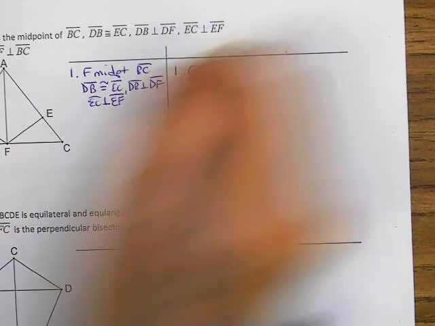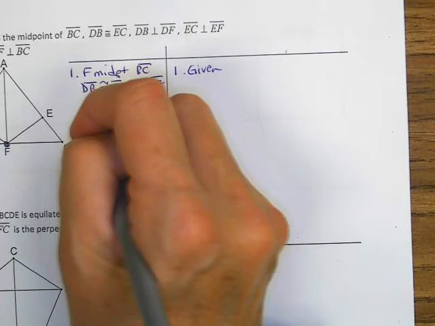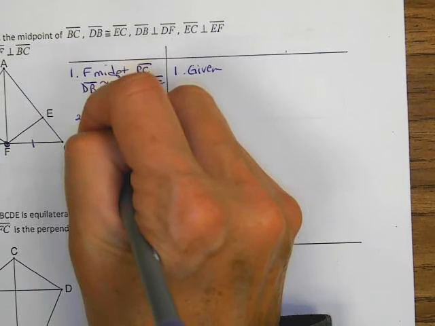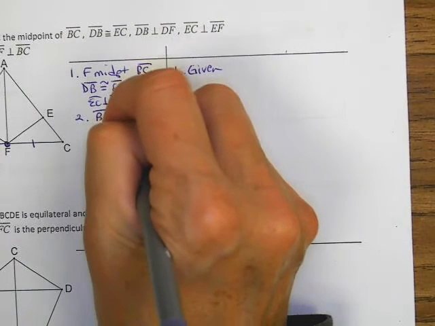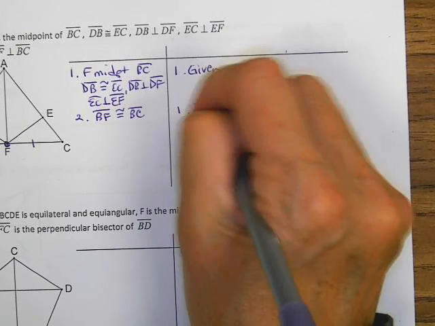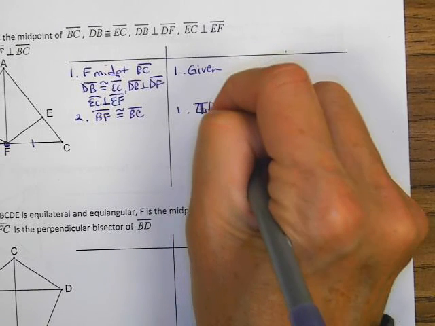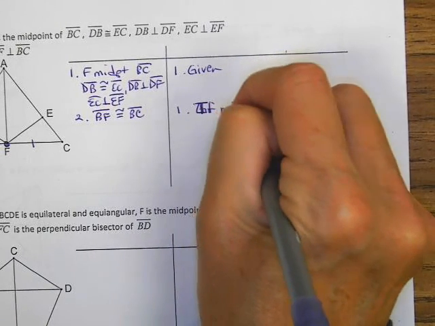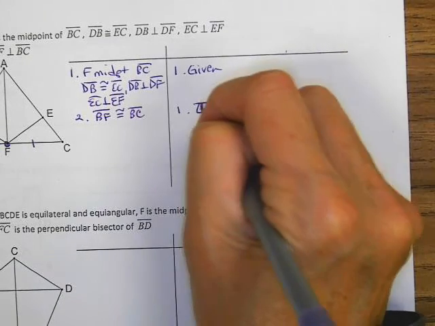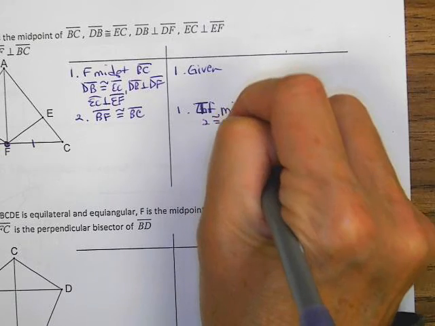All right, so F is a midpoint. I think I'm going to start right there. That means BF is congruent to FC. If midpoint, then divides into 2 congruent segments.